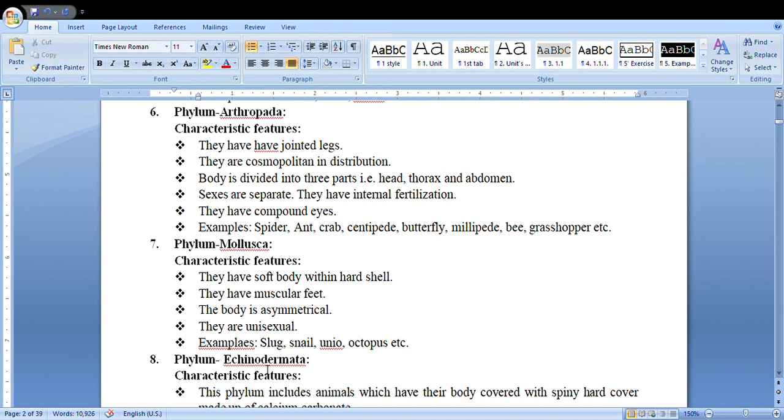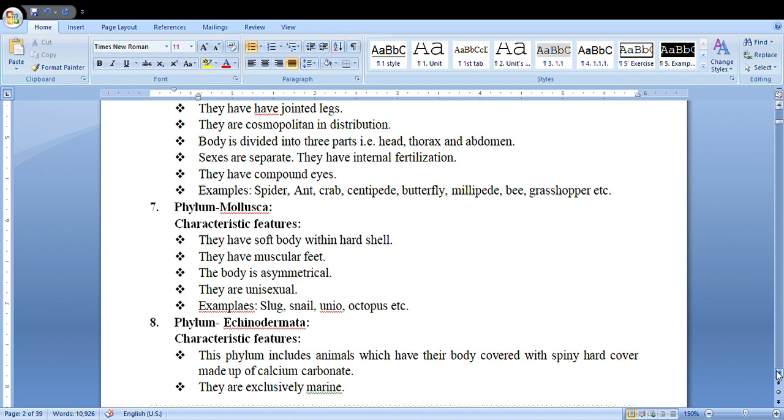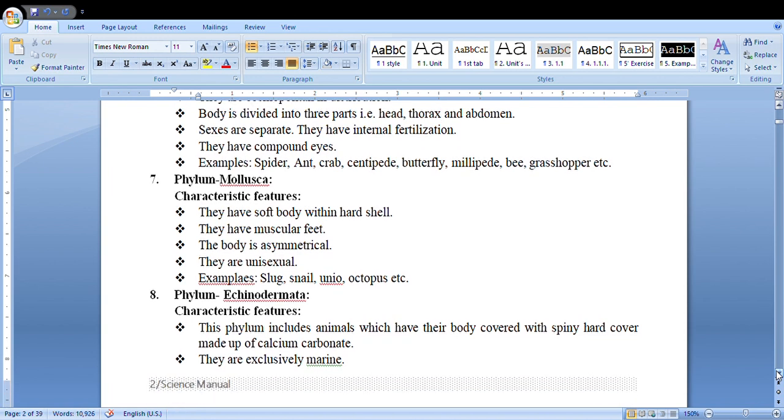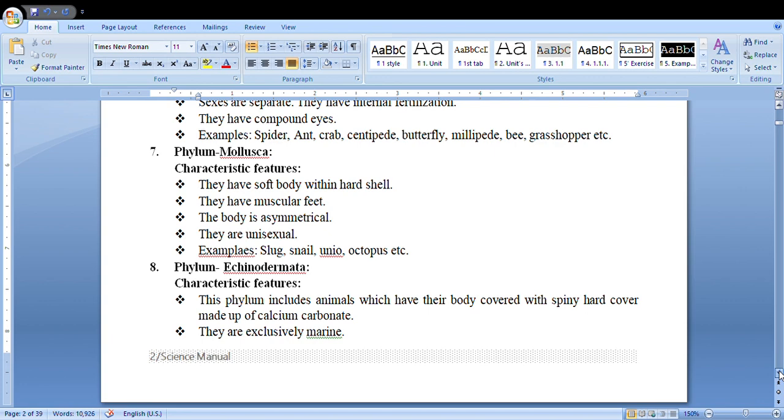The next phylum is Echinodermata. Characteristic feature: this phylum includes animals which have a spiny body covered with a hard spiny cover made up of calcium carbonate. They are exclusively marine. Marine means they are found in salty water.